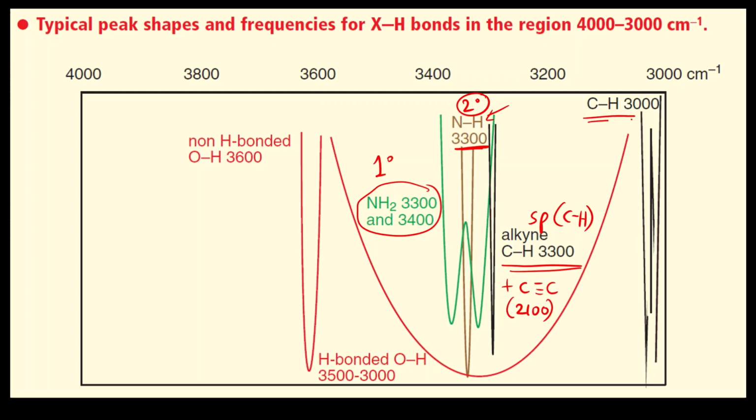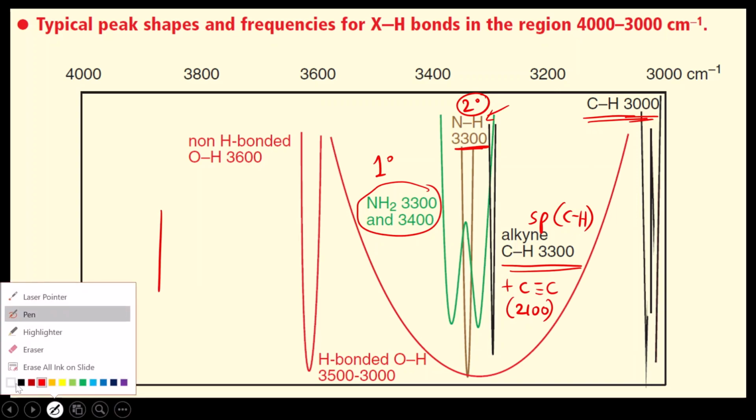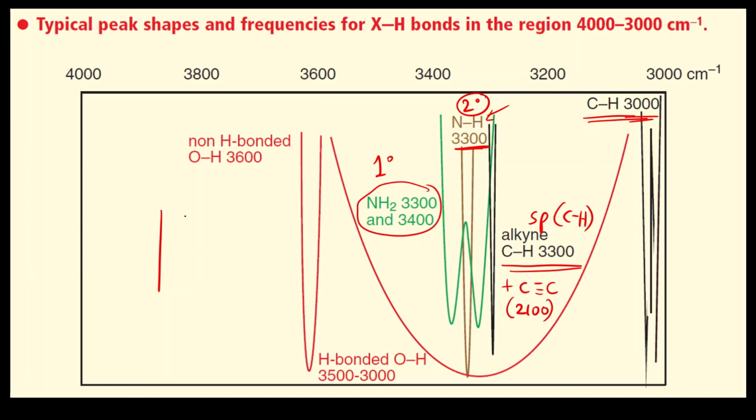Another important peak that we see at around 3000 is for CH. Around 3000 you will see the CH peak. That we can see here too. I'll show you at the end. There is some peak here, and this is 3000.